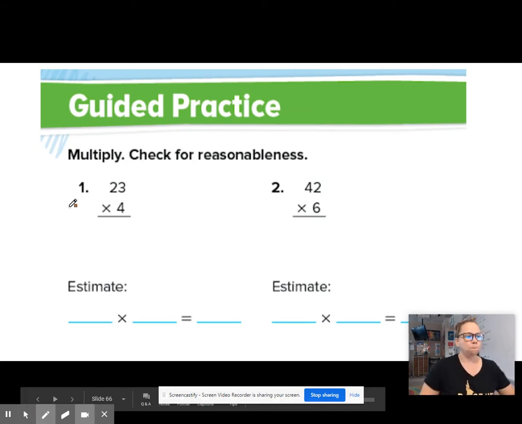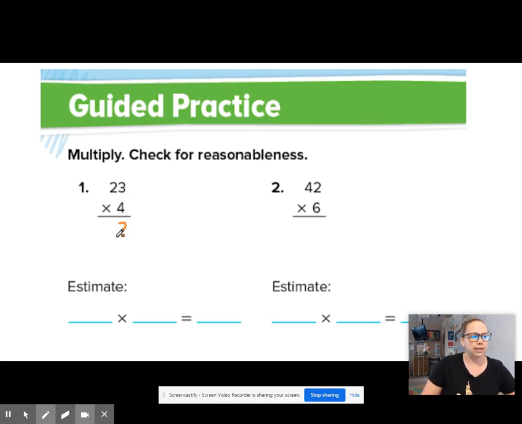All right, so number 1, page 242. 3 times 4 is 12. We're going to carry that 1 up top. Now 2 times 4 is 8. Plus 1, don't forget the plus 1 up here. Oh, plus 1 is 9. 92. All right, let's do number 2 together. Multiply the ones place. 2 times 6 is 12. Put the 1 up top. 6 times 4, 24 plus 1, 25. 250. Whoa, that 2 got away from me. 252. Good.